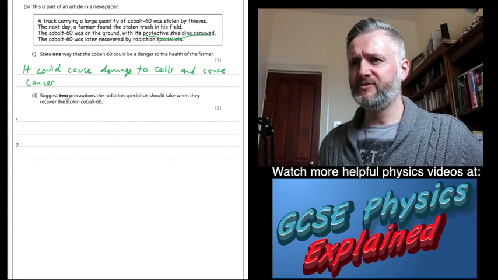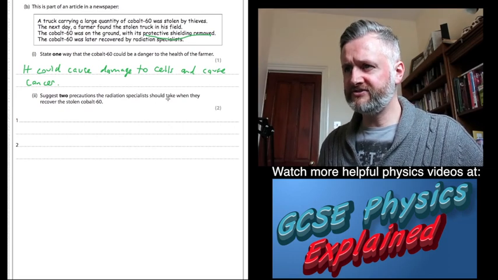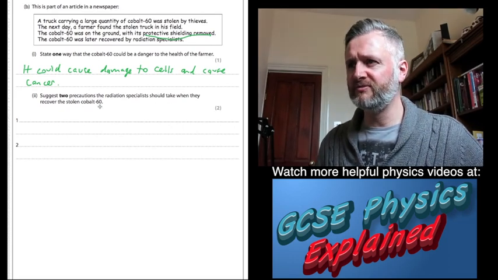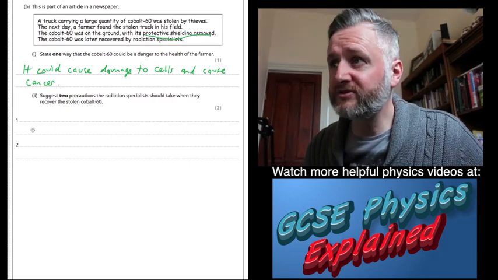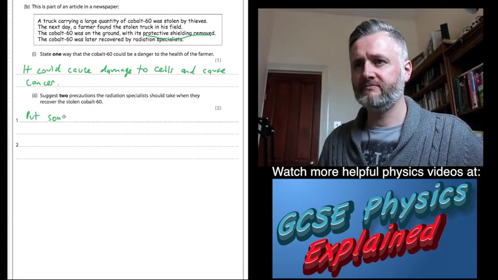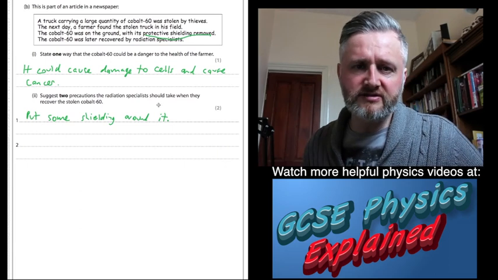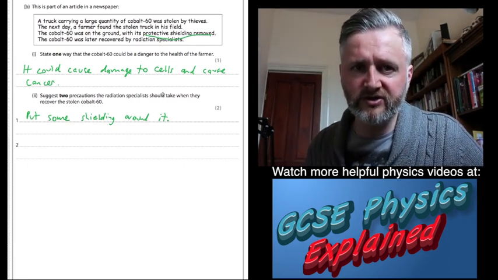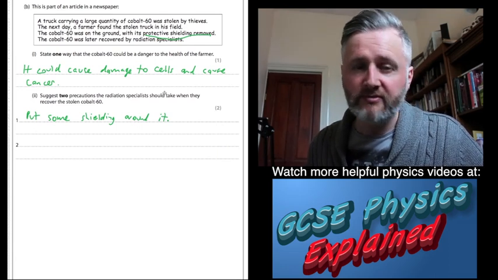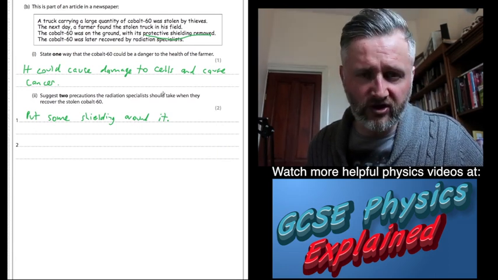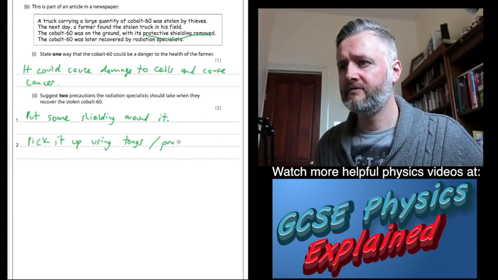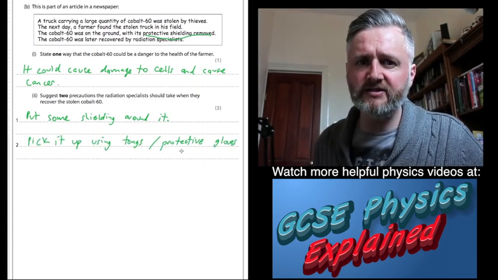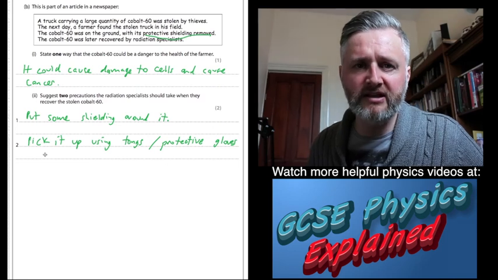Part 2. Suggest 2 precautions the radiation specialists should take when they recover the stolen cobalt. Well, the first thing to do is put some shielding back on it. Now, other ways to minimise your exposure would be to stay away from it, but that's not going to happen because they've got to go in and pick it up. But you could say get them to pick it up using tongs. Put some protective gloves on as well. Wear some kind of lead-lined clothing because lead absorbs alpha, beta and gamma.